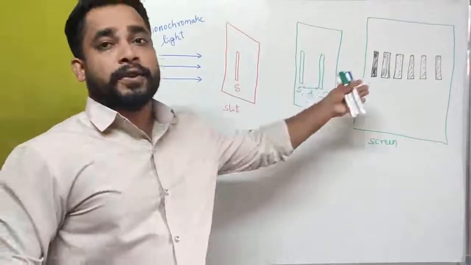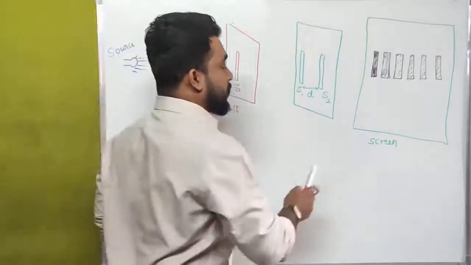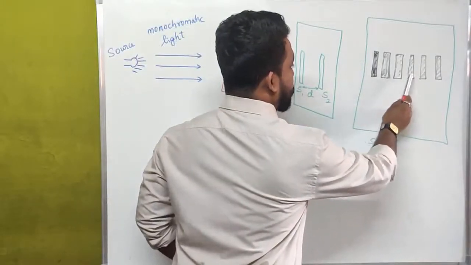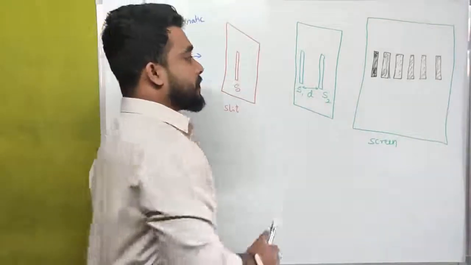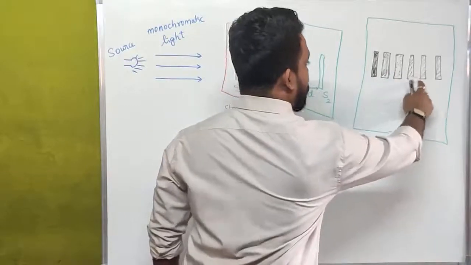This is the interference pattern which we are obtaining at our screen. This is how it will be. This is a dark fringe, dark fringe, dark fringe, and in between the dark fringes there will be bright fringes, bright fringe, bright, bright.